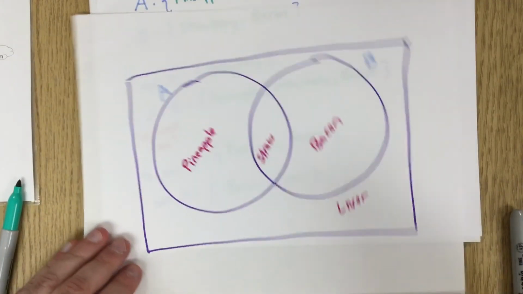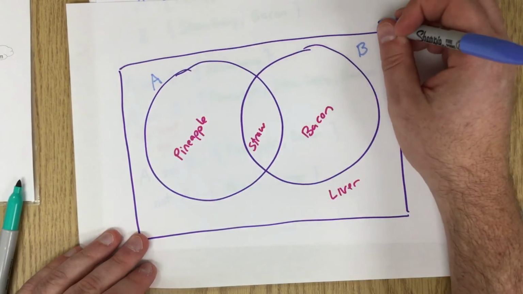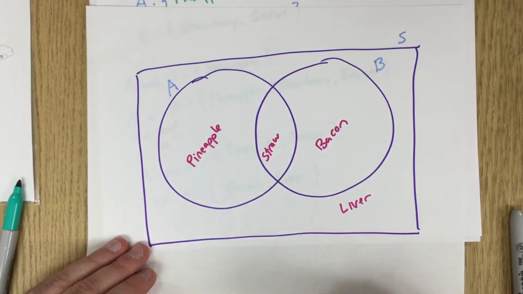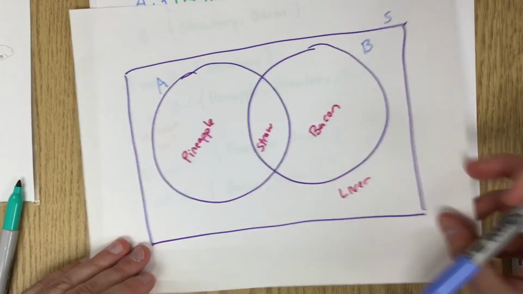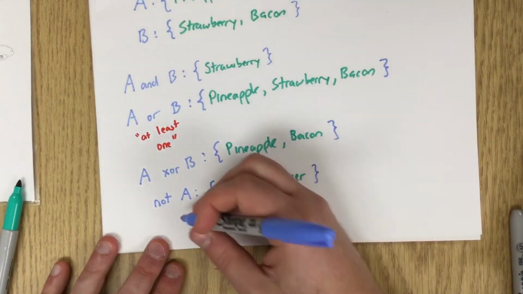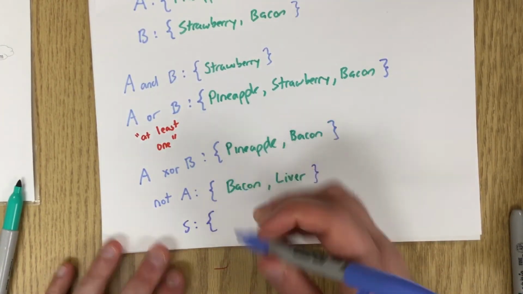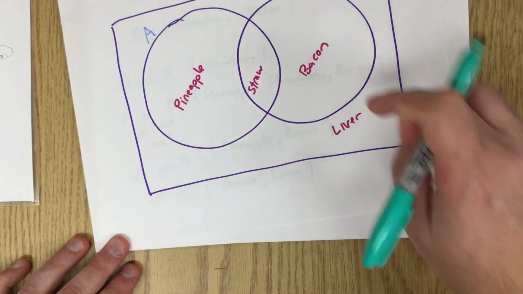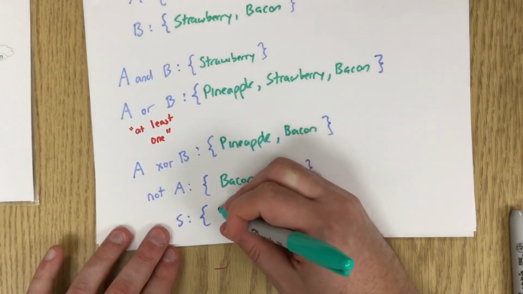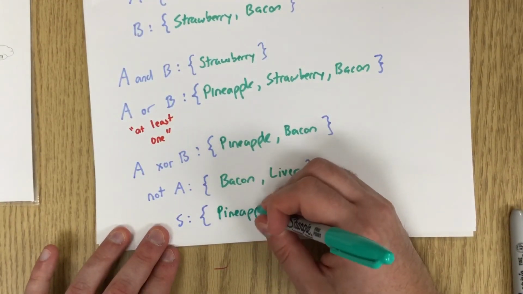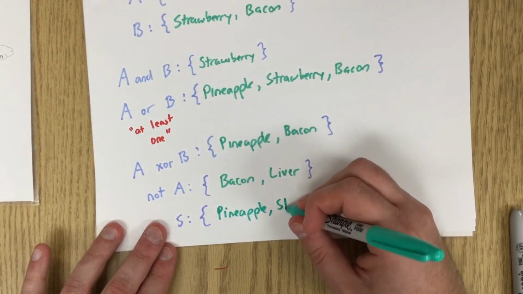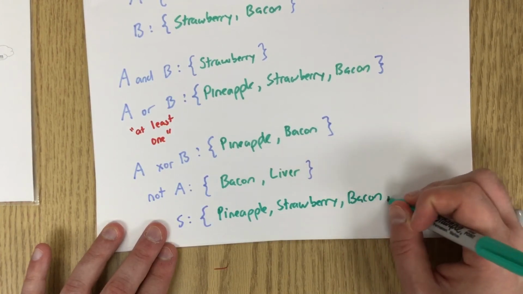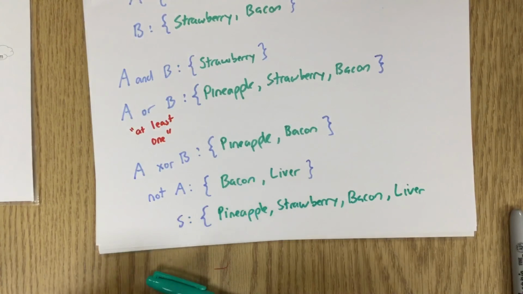Now, we're going to give a name. The name we're always going to give for this square box is S. And S stands for universal set. I don't know why it's S. But either way, it is S. And so in this case, if I said, what is in the set of S? Well, the set of S is going to be all of them. Pineapple, strawberry, bacon, liver. Okay.